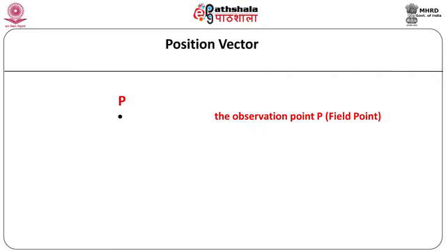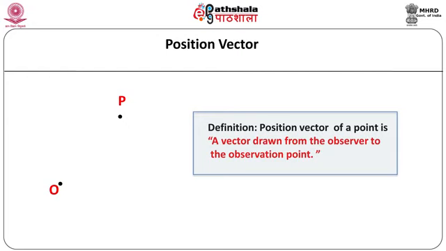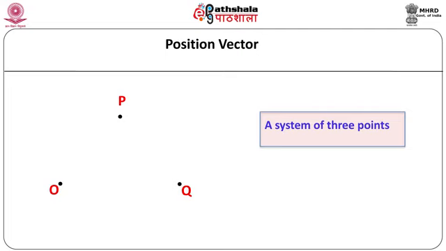The observation point P in electromagnetics is many a time called the field point, while the observer O is referred to as the source point. Remember that the position vector of a point is a vector drawn from the observer to the observation point. Thus, OP bar is the position vector of point P with respect to O. It is a vector drawn from the observer O to the observation point P. In the case of a system of 3 points, say O, P and Q, the position vectors of one point with respect to the others will be as shown.